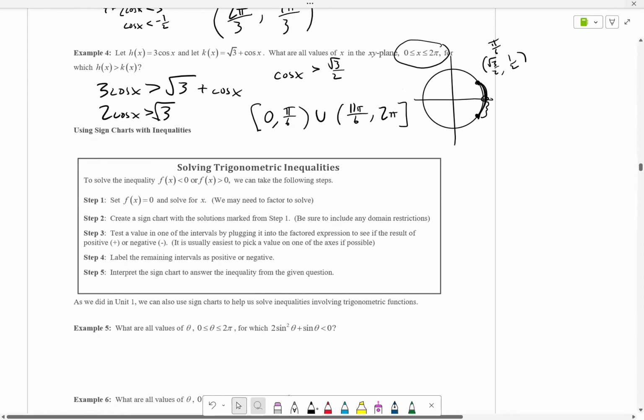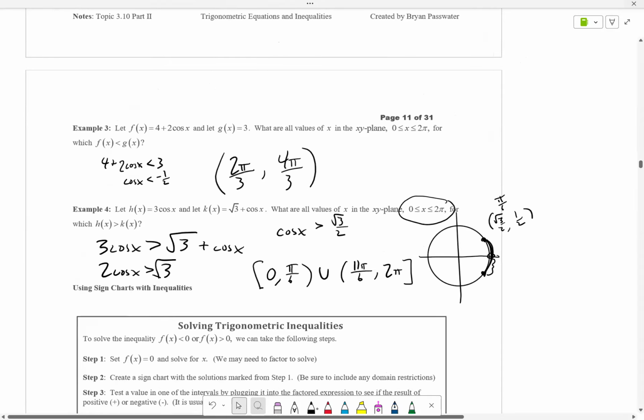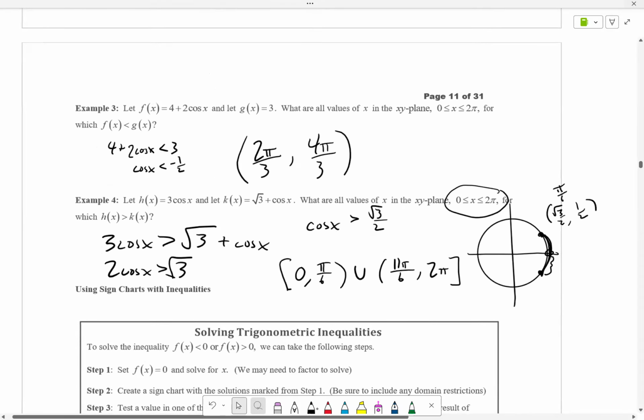Wow, everything. Look at everything. So we ended up getting here, but I'm curious, for the first one, example 3, can you also represent it like that, instead of putting where it's excluded, you would put 0 inclusive to 2 pi over 3, union 4 pi over 3 to 2 pi?